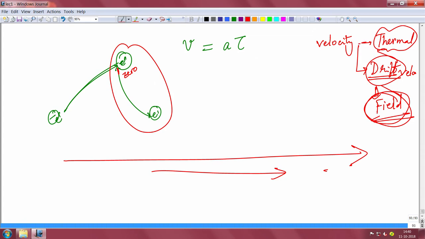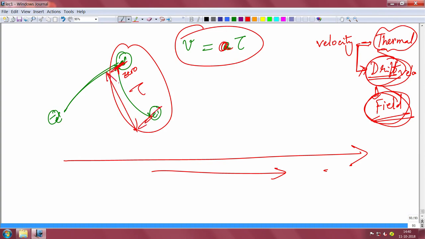So velocity has a thermal velocity that always exists because of thermal motion, and a drift velocity which arises because of the field that you are applying. I am talking about the drift velocity here: the field gives an acceleration, times the time it takes from this point to this point. This is the distance, this is the velocity: the acceleration times the time it has taken. What is acceleration? Acceleration is nothing but force divided by mass.